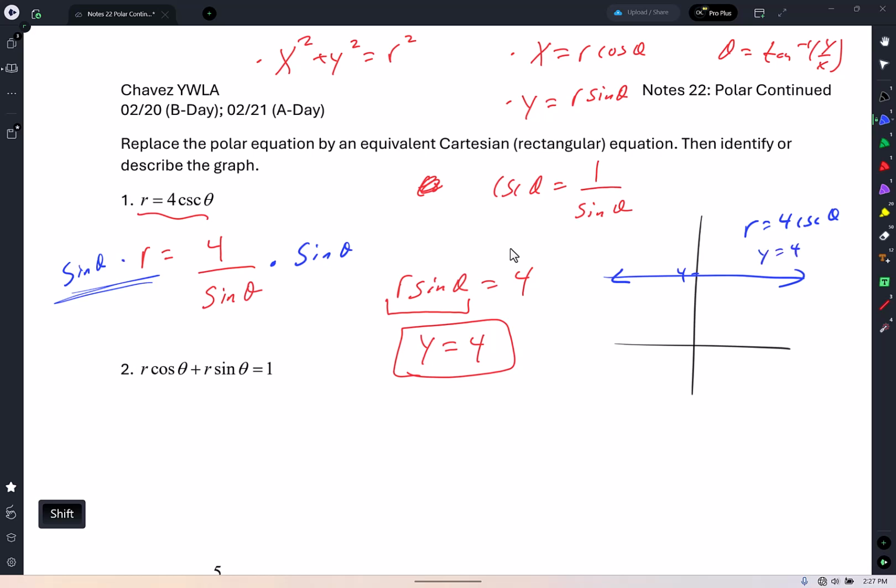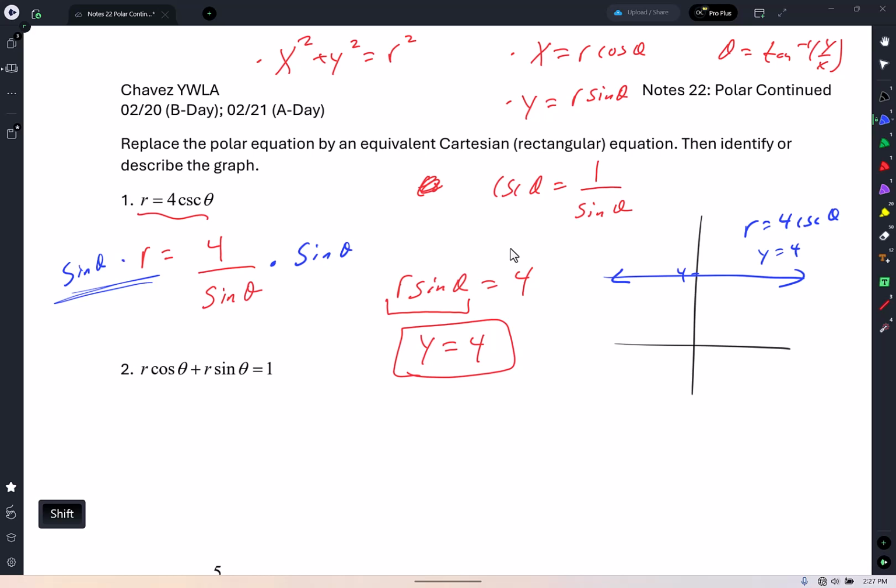One's in polar form, and the other one's in Cartesian form. What was the question, Rodriguez? So we're solving for the other form of the equation? Yeah, we're just going from one form of the equation to another. Okay. So you have a polar equation, and we're just getting it in terms of y and x. You know what I mean?